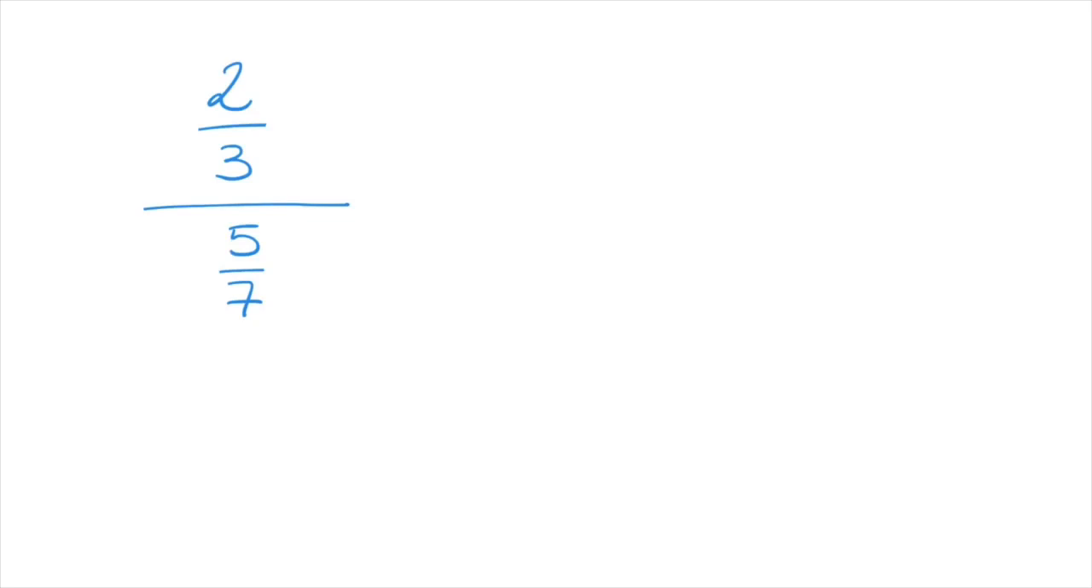To calculate this, it's important to realize that when we say 2 over 3 over 5 over 7, we can think of this as 2 over 3 divided by 5 over 7. In other words, we could rewrite this as 2 over 3 divided by 5 over 7. And we're now dealing with a scenario that we know how to solve. Indeed, we have 2 over 3 which is being divided by 5 over 7.